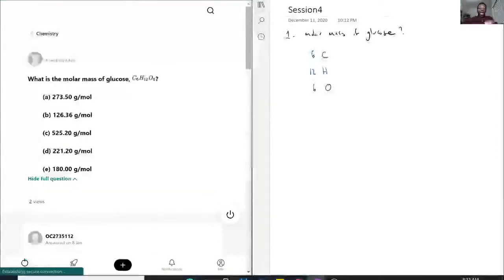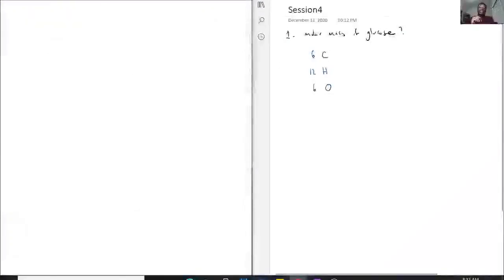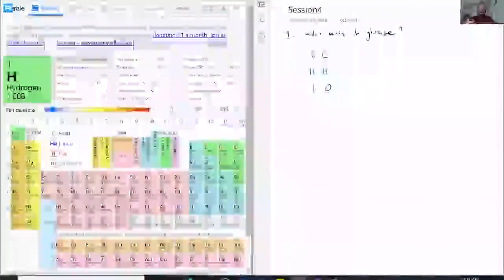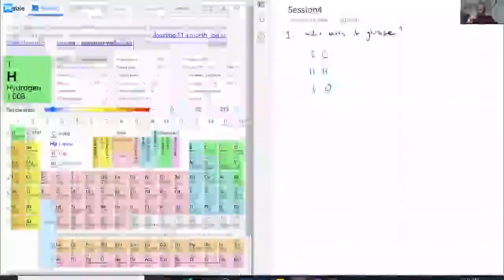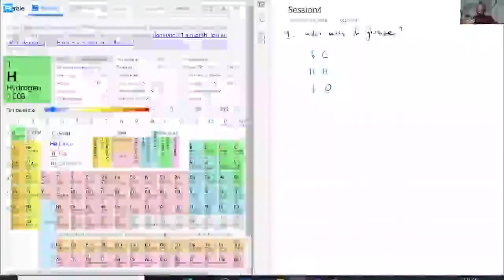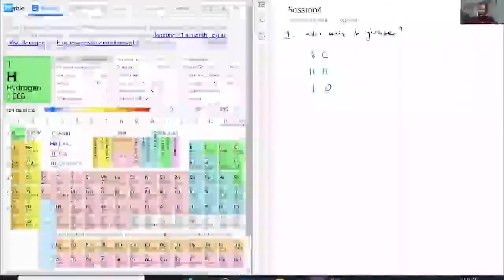So with that, we would go to our periodic table. It's important that you use the periodic table given to you, or if you weren't given one, make sure you keep using the same one and stay constant with it, because some periodic tables do vary slightly on the atomic mass units. So we'll start with the carbon. We have 6 carbon.